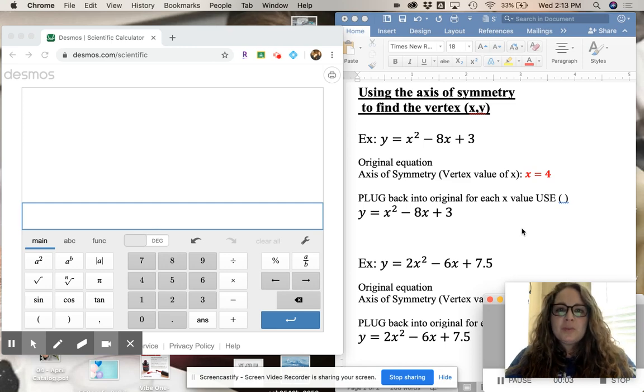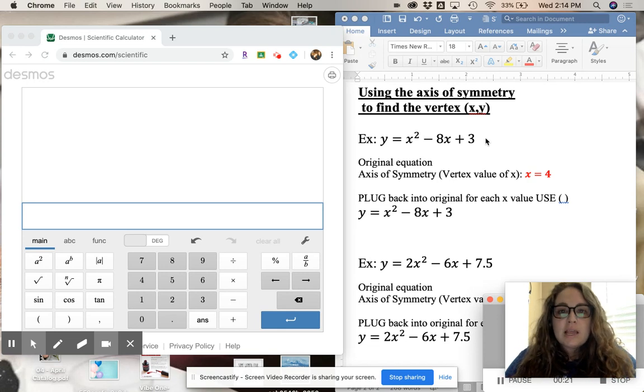So now that we've talked about how to find the axis of symmetry, we're now going to talk about how do we use that value to find where the y value of the vertex is as well. So remember, the axis of symmetry is located at the x value of the vertex. So we've already done half the work. Now we just need to find the y value.